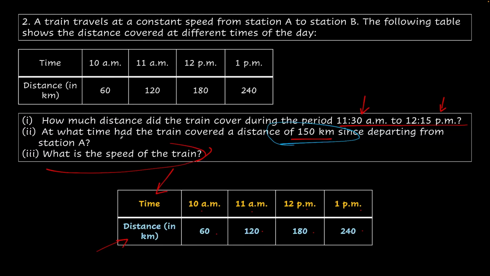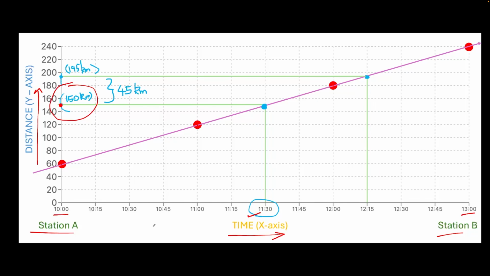And what is the speed of the train? That is an interesting question, isn't it? So what do you think? What do we need to find the speed of a train? We need distance and we need time. And we have both over here.